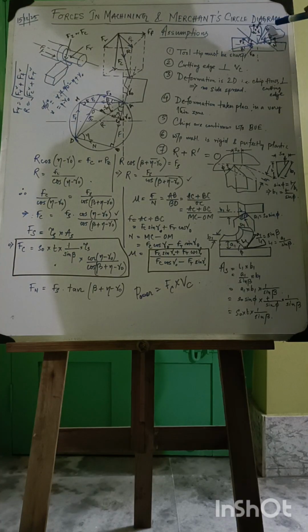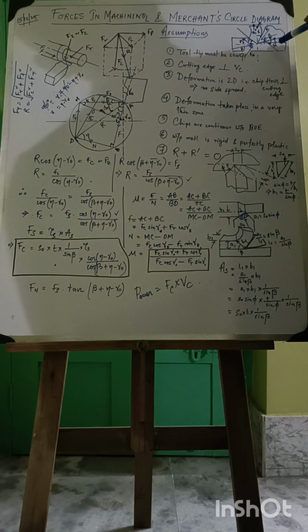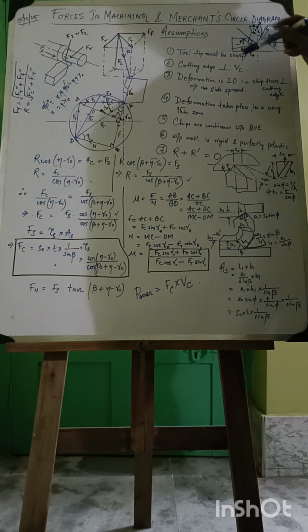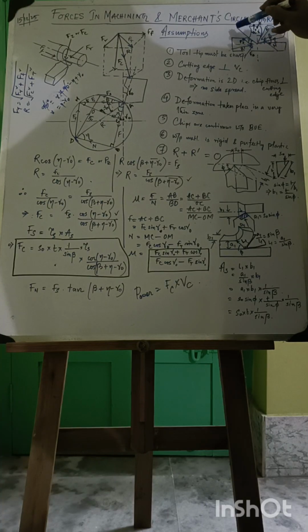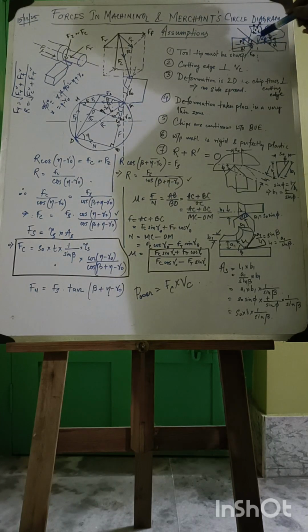So R can be resolved into F and N. N is the normal reaction force which gives rise to F, that is the friction force. The angle subtended by R and N is eta, or the friction angle. Similarly, R prime can be resolved into Fs and Fn. Fn is the normal force to Fs, that is the shear force, which is parallel to the shear plane. And beta is the shear plane angle.